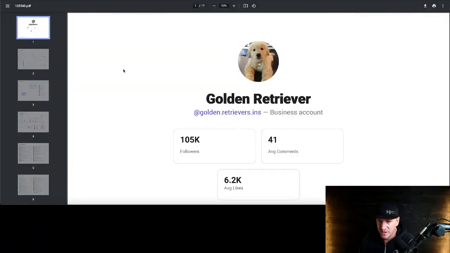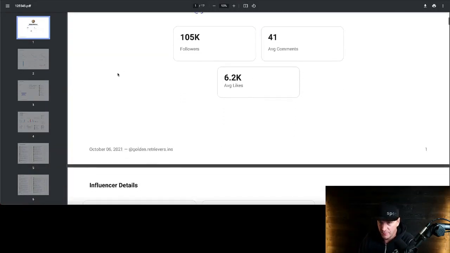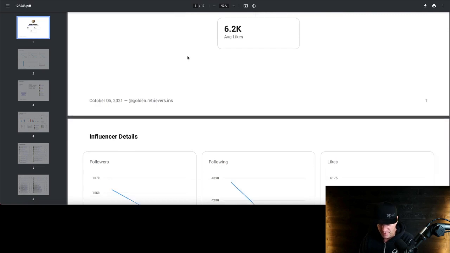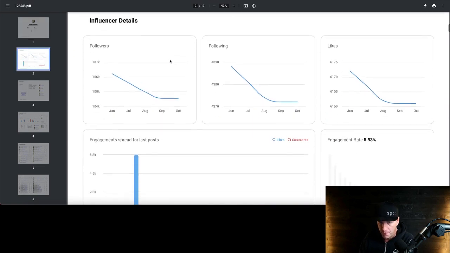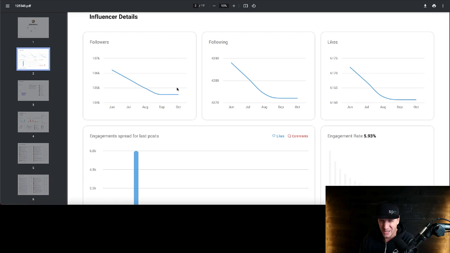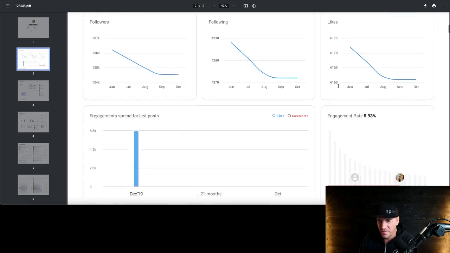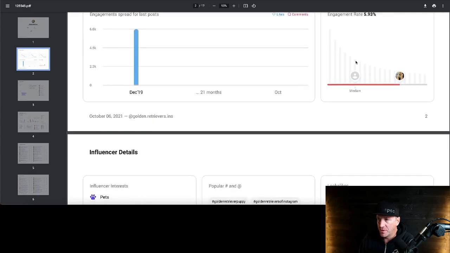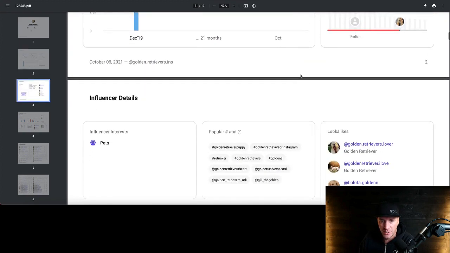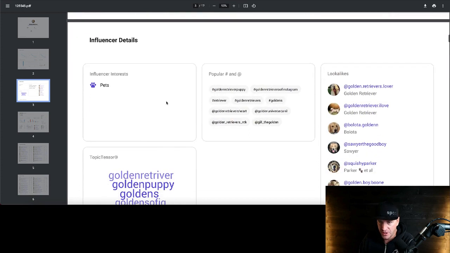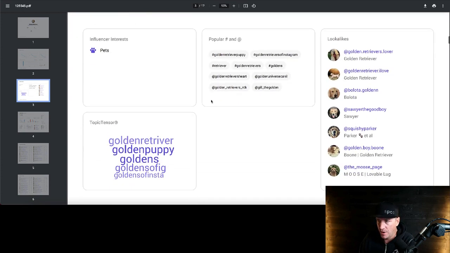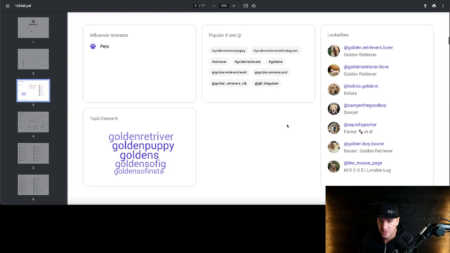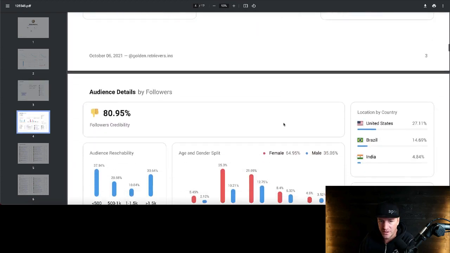All right, so let's look at this report. It summarizes there, 105,000 followers, the average likes. You can see the followers have dropped a little bit, but not too crazy. It's like 1,000 or something. That's not too bad. The likes are down a little bit, but nothing too crazy. Got the median engagement 6%. That's really good. The interests are good. All the hashtags align well. You can see how the lookalike audiences are other golden retriever oriented accounts.